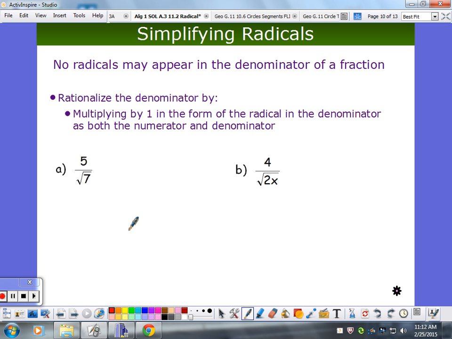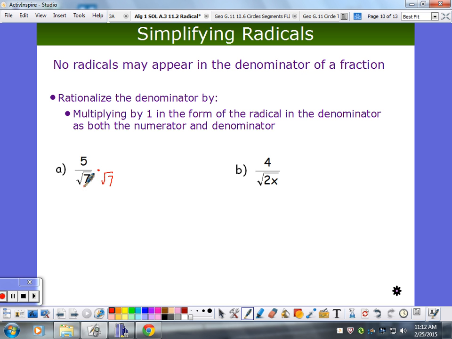Remember rationalizing denominators? Remember this? I cannot have an irrational denominator. Square root of 7 is an irrational number. I can't write it as a fraction. So how do I fix that? Do you remember what we did? Okay, so the bottom I'm going to multiply by radical 7.